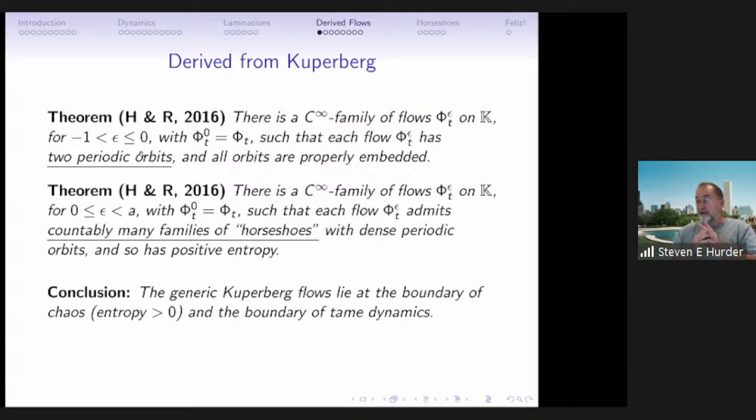And so this flow sits between one direction, tame, just closed orbits, nothing fancy, and on the other side, a whole spectrum of little tiny horseshoes, all converging. As this epsilon goes to zero, all these horseshoes are spinning out to give you something that's not hyperbolic, but it's aperiodic, and it's fascinating. So this is the other result we got.